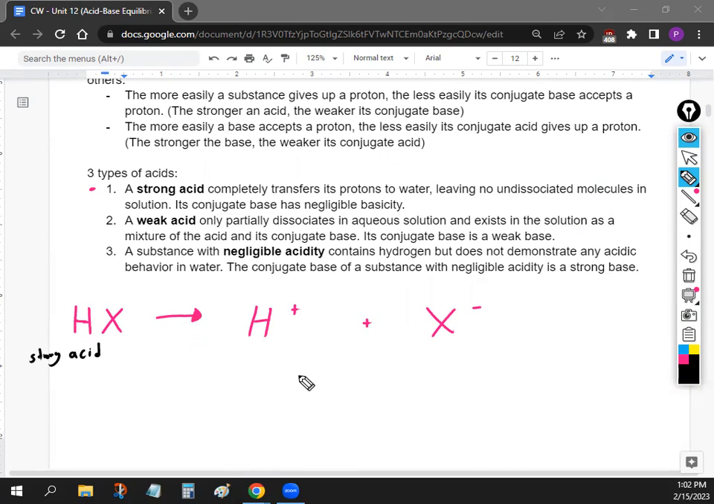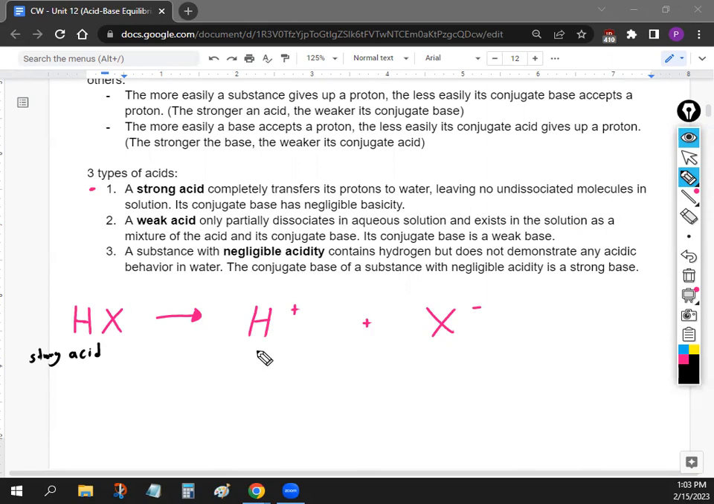That's why we just draw this arrow. We don't do the equilibrium arrow because it's not going to go backward. This is like Taylor Swift and Taylor Lautner. They break up, they're done. They're never getting back together. So they're never reversible. We are never, ever, ever getting back together. Anyway.